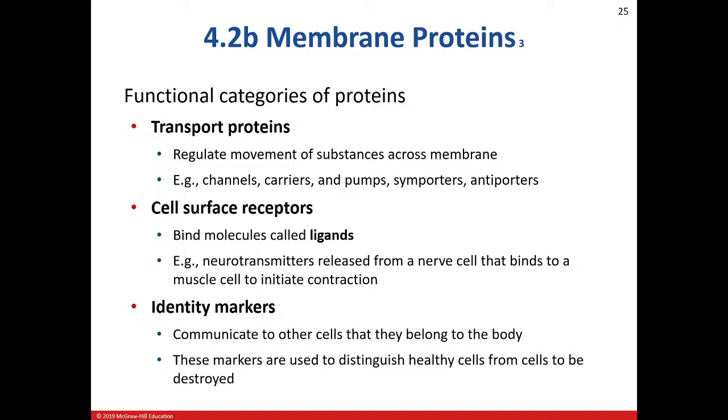But the ligands are floating around in the fluid, and if one of them comes in contact with an appropriate receptor, it will stimulate that receptor and then get a response in the cell. So for example, neurotransmitters are released from a nerve cell, and they bind to receptors on a muscle cell. And when that happens, we begin contraction of the cell, contraction of the muscle.